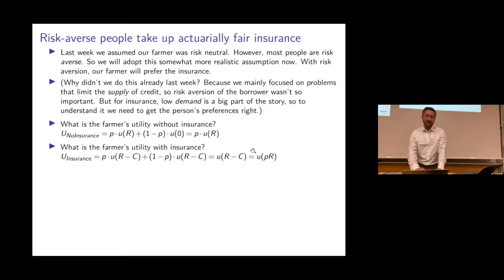So notice that these are slightly different. Here at the top, we have P times the utility of R. At the bottom, we have the utility of P times R. And we'll show now that these are different when there's risk aversion.